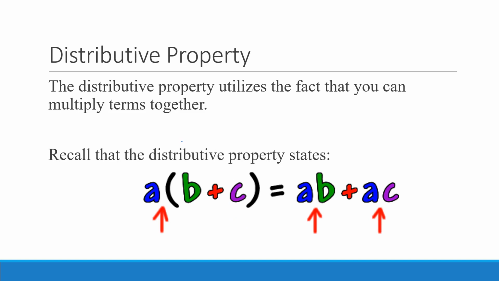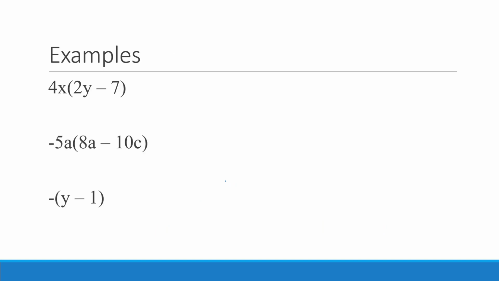The distributive property utilizes the fact that you can multiply terms together. With the distributive property, what you can do is take any term that's written outside of a set of parentheses and distribute it or share it to each term that's inside the parentheses. So A being multiplied by B plus C can be rewritten as A times B plus A times C. The main thing is that you take this number or this term and you make sure to share it to everything that's inside the parentheses.